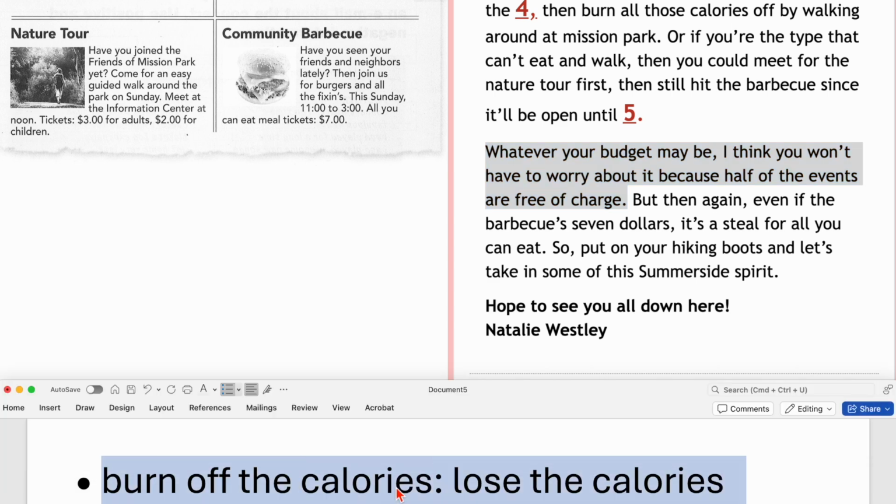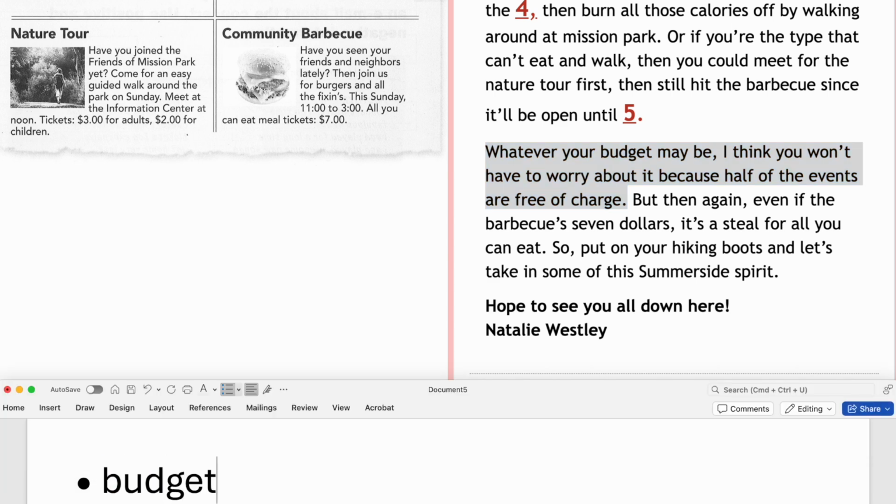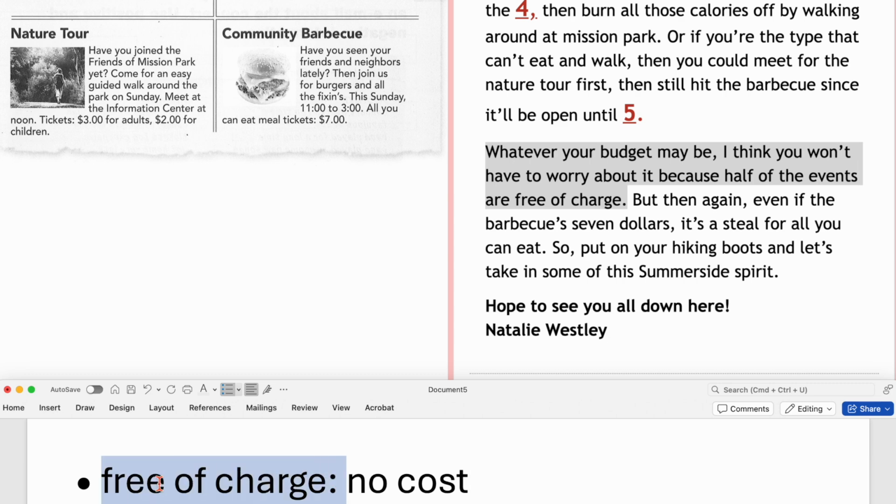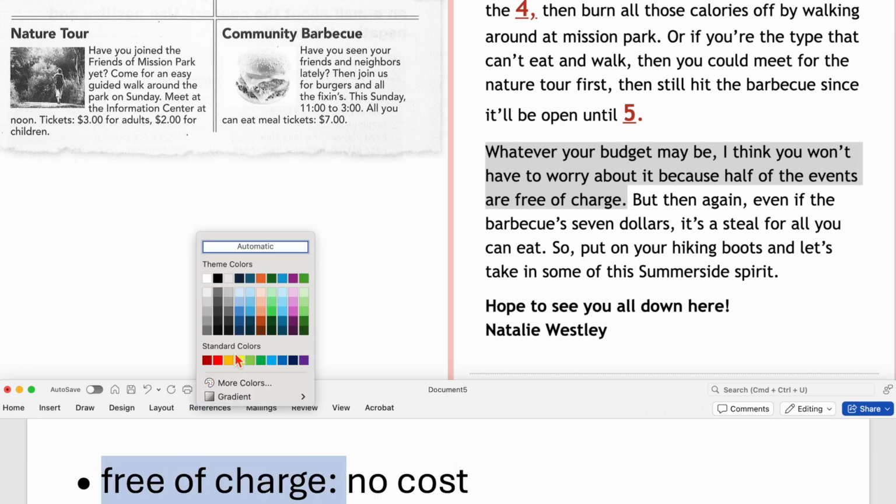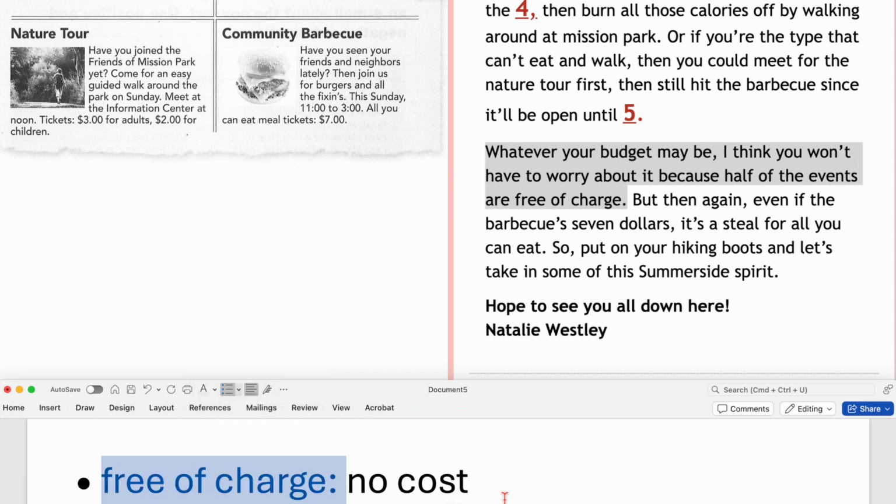Okay, that's a really good word, budget. We need to know budget. Budget, money plan. Budget is your money plan. So, whatever your money plan is, how much you want to spend, and free of charge, no cost. So then it says whatever it is.